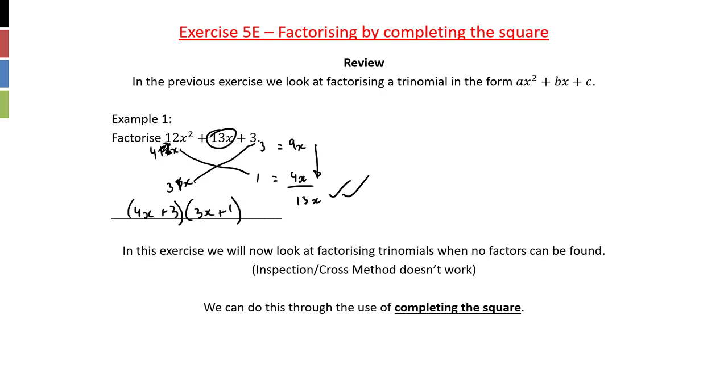So that's our factorization. Now, as it says here, we'll look at factorizing trinomials when no factors can be found and when the inspection or cross method doesn't work, and we can use a process called completing the square. So to break down exactly what's going on, we have some trinomial, and there are generally two case situations. We have x squared, or we have ax squared where the coefficient is something other than 1.